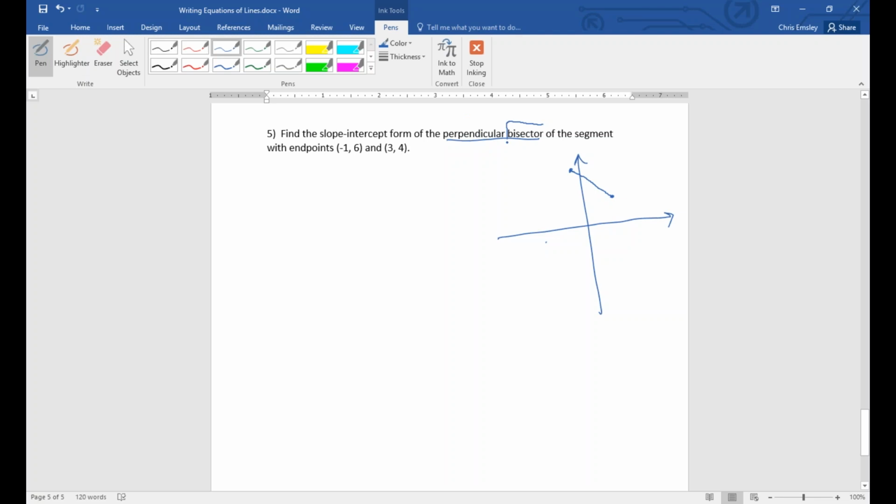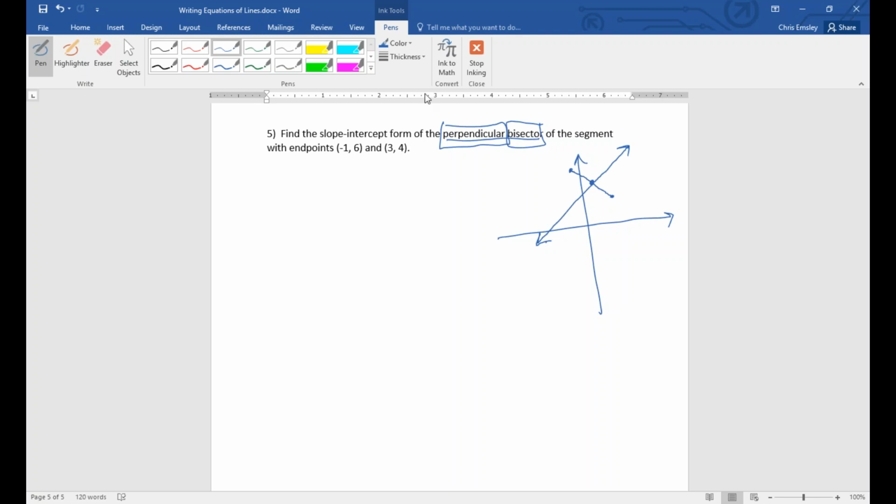So the word bisector gives us one piece of information. Bisector means it cuts our line in half. So we want our new line to pass through this point right in the middle. That's what bisector means, cut it in half. And the perpendicular gives us our other piece of information. That means we want it to be perpendicular to the line segment given. So we're going to have to use that idea again of a negative reciprocal for the slope.